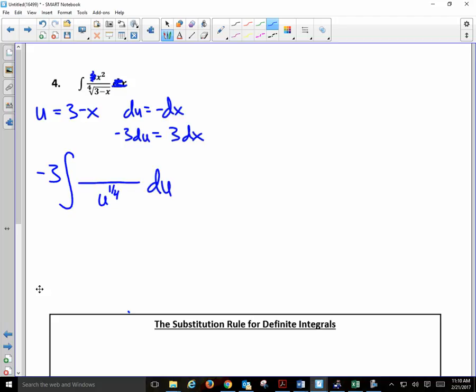But I need to come up with an x squared. So I've got x is 3 minus u. If I square it, then I get u squared minus 6u plus 9. Yep, that takes care of now my x squared. So now all the pieces are gone, and I have my substitution complete.